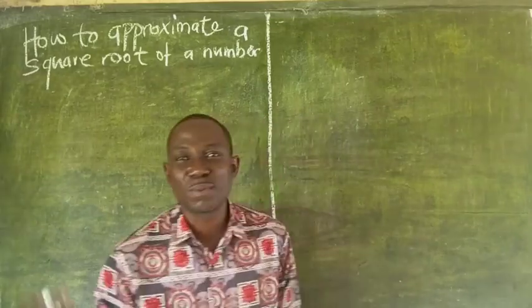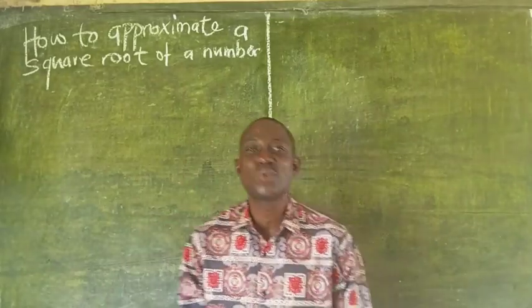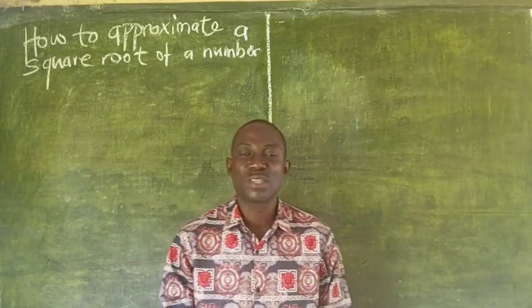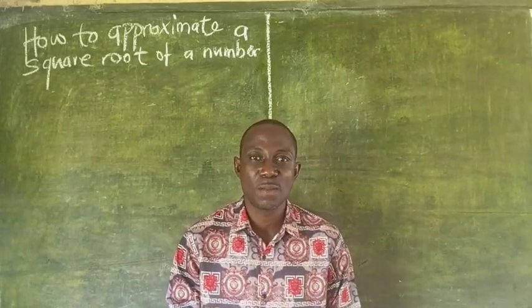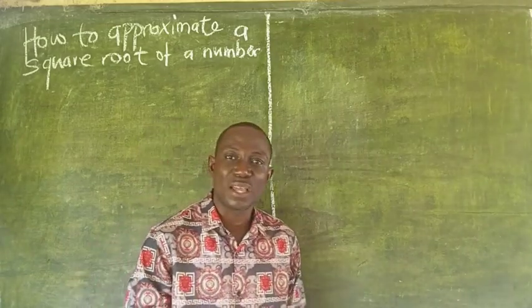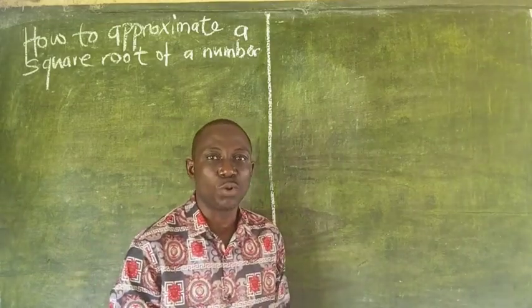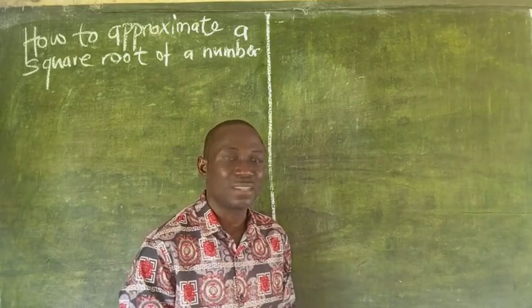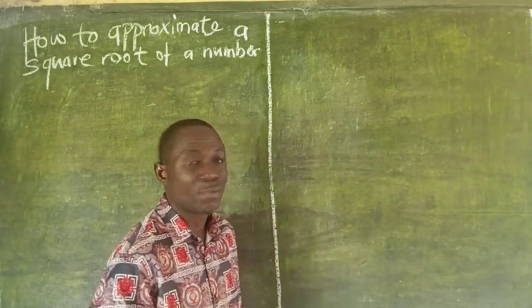So today we are going to explain how we can find the square root of a number, mostly when a number is not a perfect square. And what is a perfect square? A perfect square is a number you will get when you square an integer, a whole number. When you square a whole number, an integer, the number you get is a perfect square.